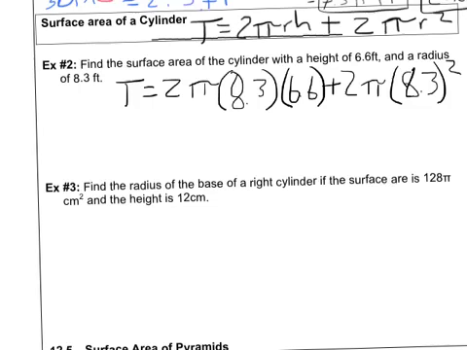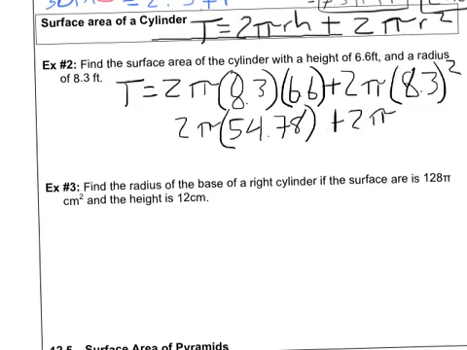So the first thing I'm going to do is 8.3 times 6.6, and we should get 54.78, plus 2 pi, and let's see what 8.3 squared is.